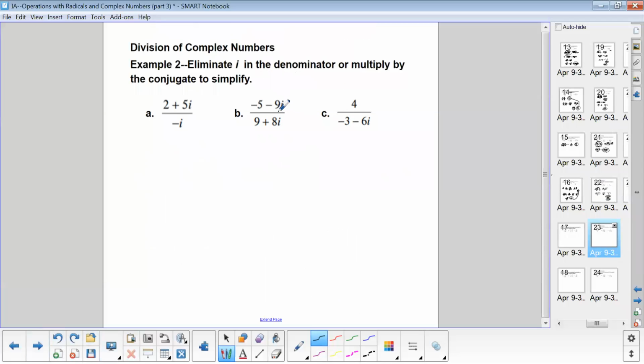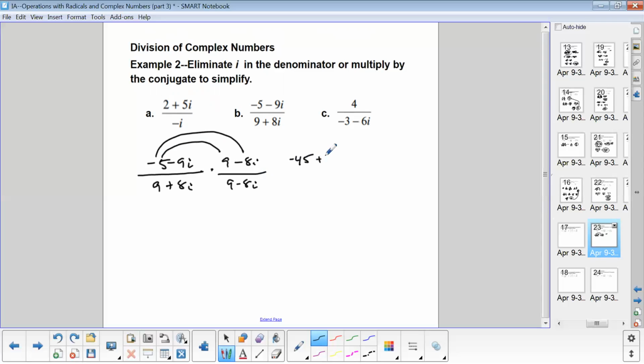So let's look at part B. That'll be the last one of this set. So negative 5 minus 9i divided by 9 plus 8i. So the conjugate would be 9 minus 8i and 9 minus 8i. So we're going to go through and multiply again. Negative 45, positive 40i, minus 81i, and positive 72i squared.